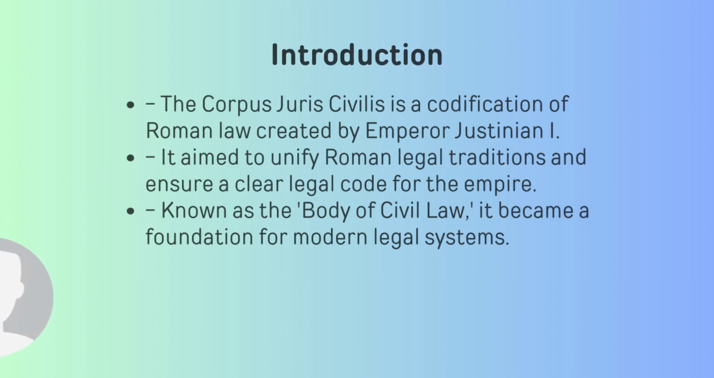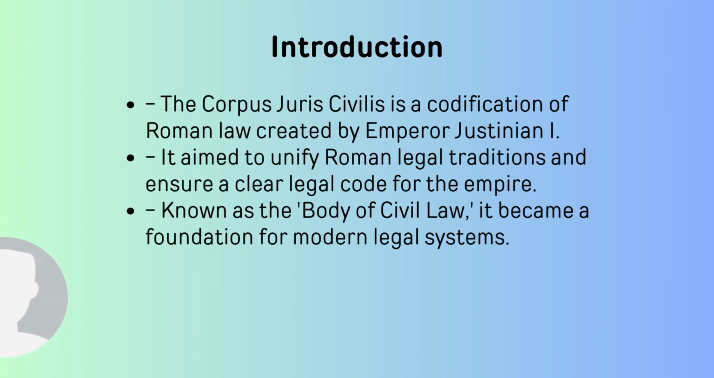The Corpus Juris Civilis was created because the Roman legal system had become very complicated. Different laws from different times were overlapping, and it was very hard for people to know which law was actually valid. Emperor Justinian, who ruled the Byzantine Empire, wanted to solve this problem by unifying all the laws into one simple and clear system. The result was a big project that consists of four main parts. This project made it easier for the government and people to follow a set of rules.